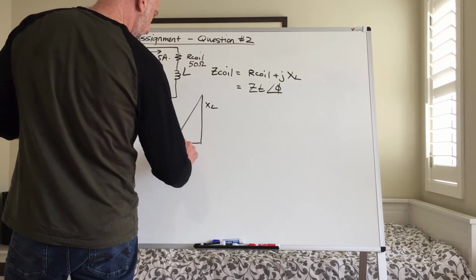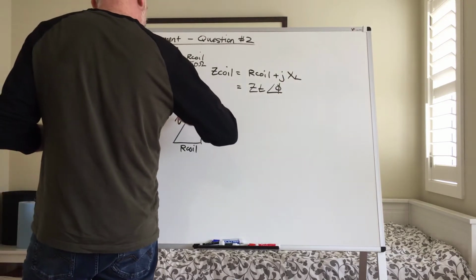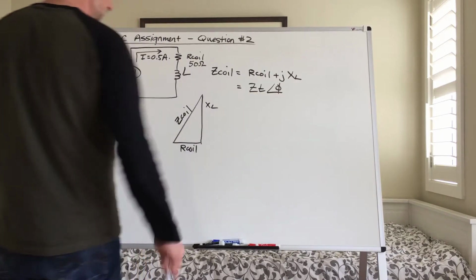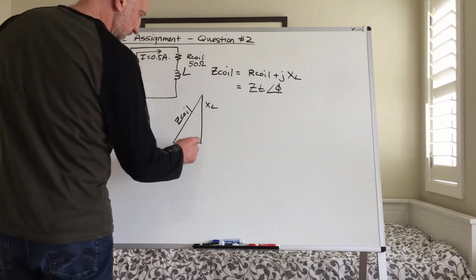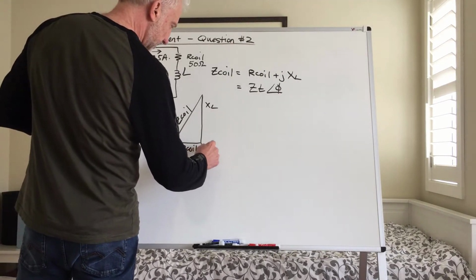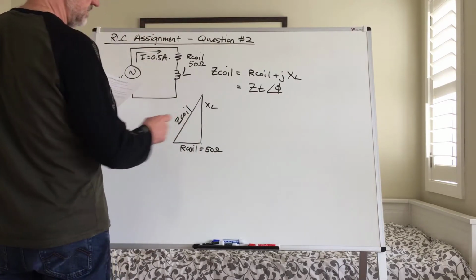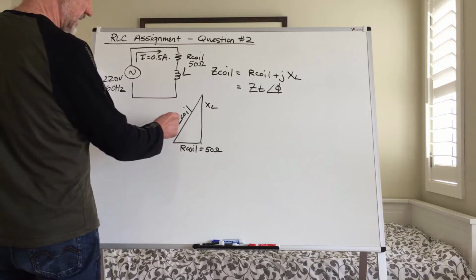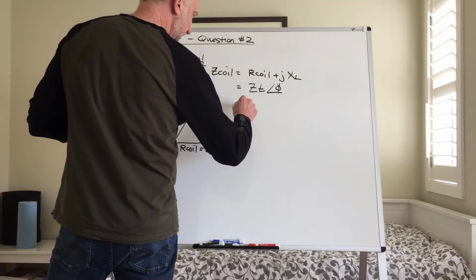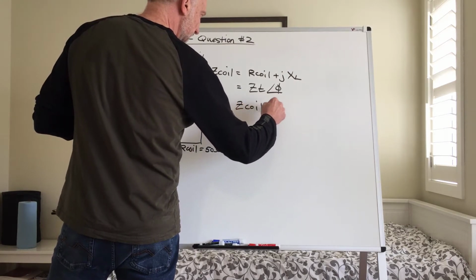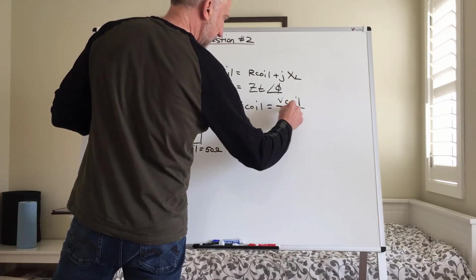that R component for R coil, and then of course here is going to be our Z coil as the total impedance of that inductor. So we know this is equal to 50 ohms as per our diagram. We don't have this and we don't have that, but we can come up with this based on the fact that we have current. So that means that Z coil is going to equal V coil divided by I coil.